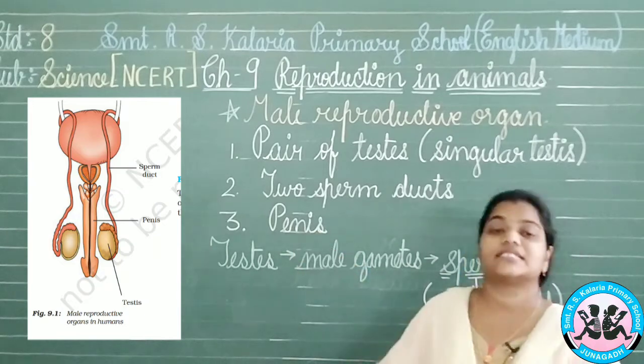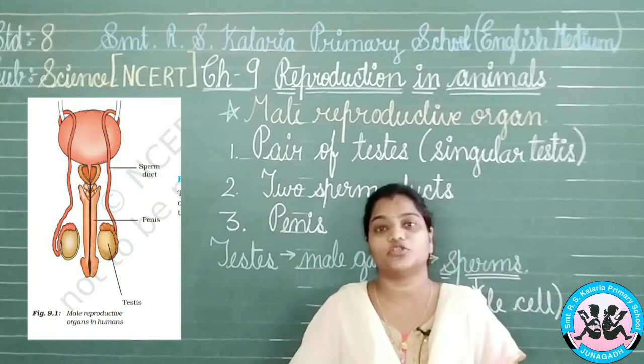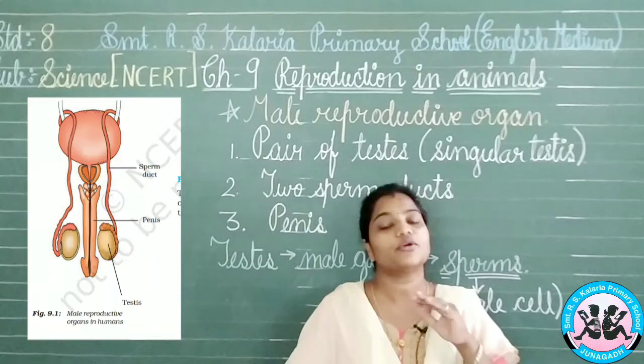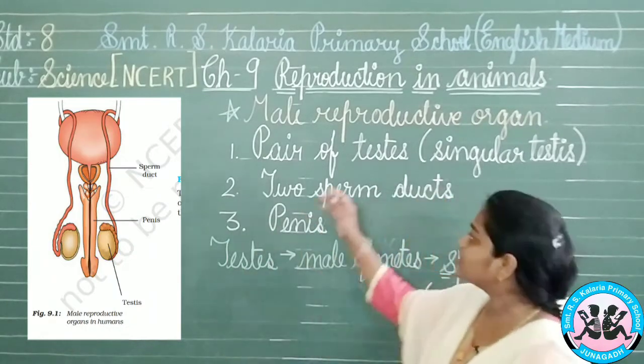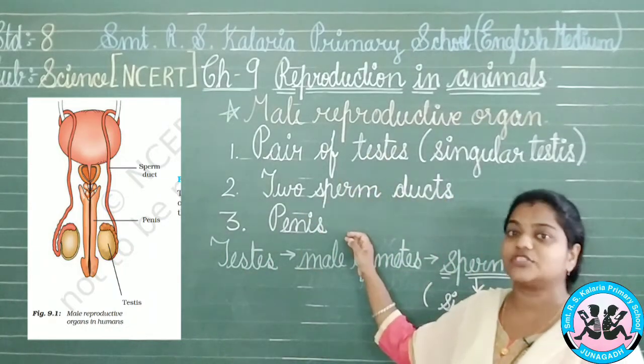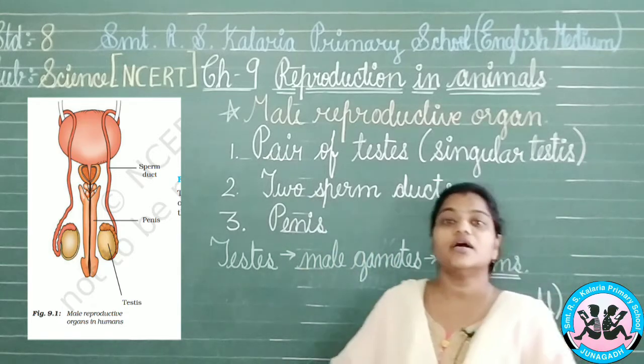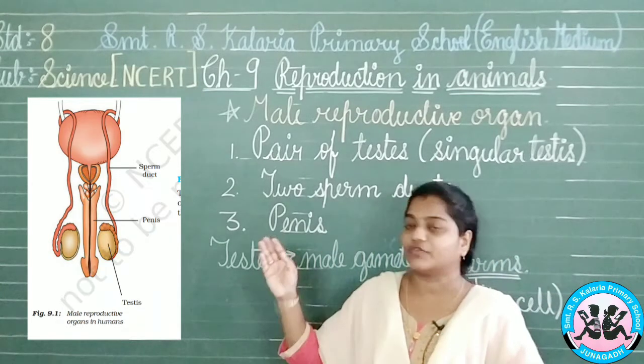Here we have the last one as the penis. Now, the penis is the last portion where the sperms will be going for release. So, these are the three things which are present in the male reproductive organ, as we can see on the picture also.